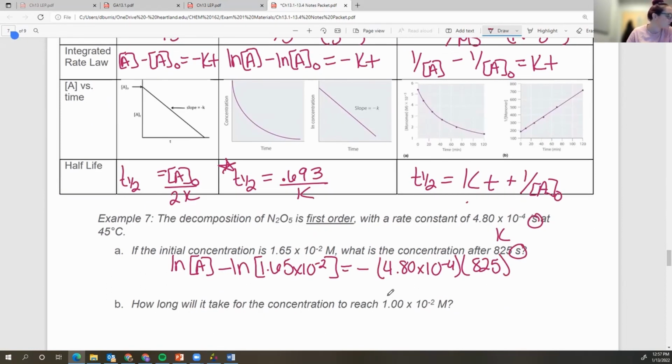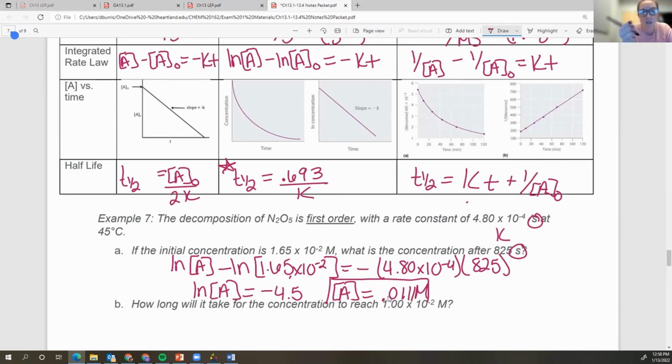If you do your algebra here, you are going to get, oh, sorry, not the time. We're looking for the concentration. I'm going to do just one of the algebra steps. If you rearrange this, you get the natural log of A is negative 4.5. Remember, the inverse of the natural log is e to the. So if you use the e equation, you should get that A is 0.011 molar.